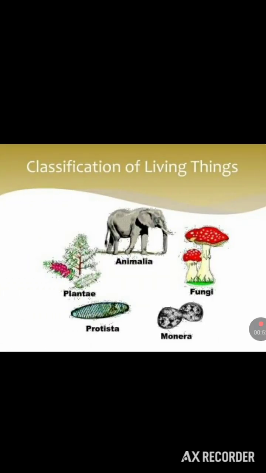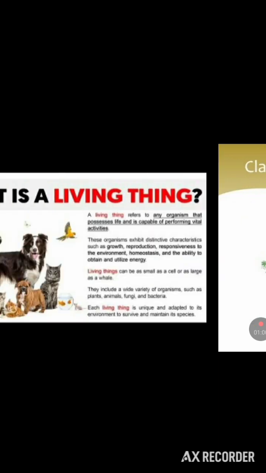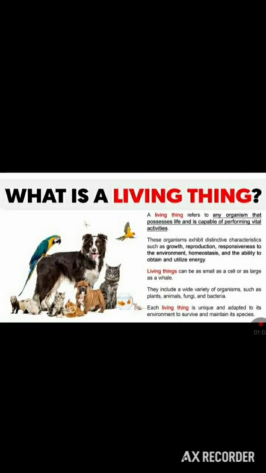The topic is classification of living things. Before going towards the word classification, firstly we have to know what a living thing is. What is a living thing? A living thing refers to any organism that possesses life and is capable of performing vital activities. Living things can be as small as a cell and as large as a whale. They include a wide variety of organisms such as plants, animals, fungi, and bacteria. Each living thing is unique and adapted to its environment to survive and maintain itself.